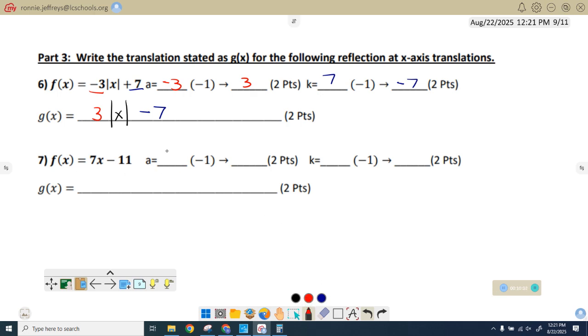For number 7, A is 7. 7 times negative 1 is negative 7. Our K is negative 11. So negative times a negative is a positive. And there we go.